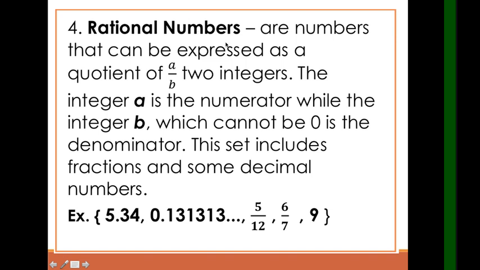For the rational numbers, these are numbers that can be expressed as a quotient of a over b of two integers. The integer a is the numerator, while the integer b, which cannot be 0, is the denominator. So, hindi siya pwede maging 0. So, this set includes fractions and some decimal numbers. Okay? It's like 5.34. So, it is a rational number even though it is in a decimal form. 0.131313, for as long as repeating pa rin siya, kahit repeating siya, okay? Pero merong pattern yung kanyang repetition, siya ay rational number. 5 over 12, 6 over 7, or 9. These are samples of rational numbers. Lahat ng natural numbers, lahat ng counting numbers, lahat ng whole numbers, lahat ng integers ay tinatawag nating rational numbers.